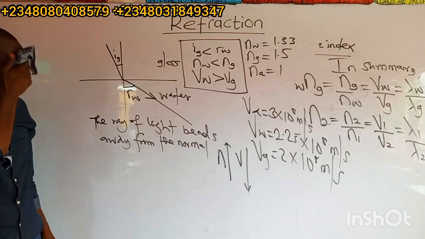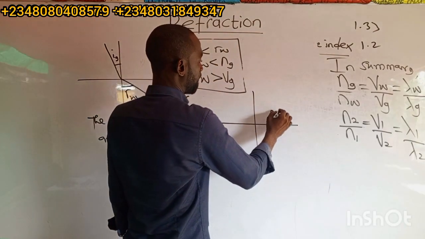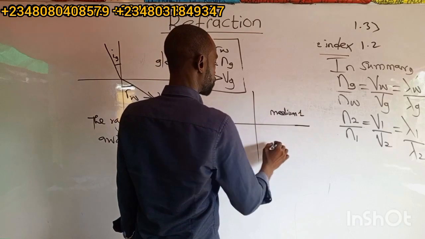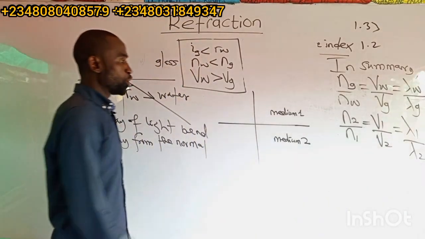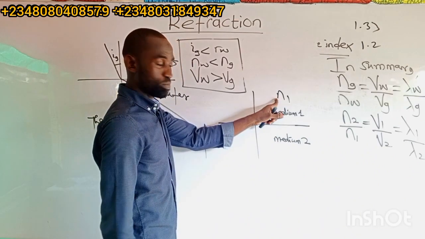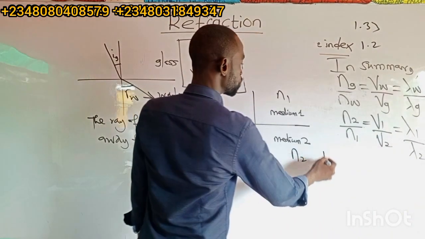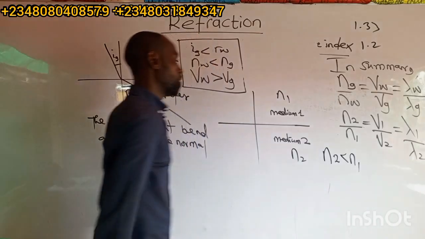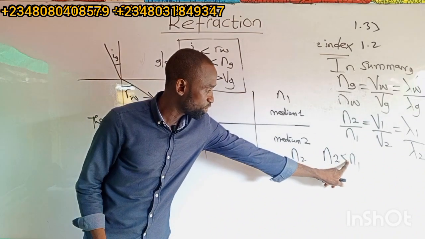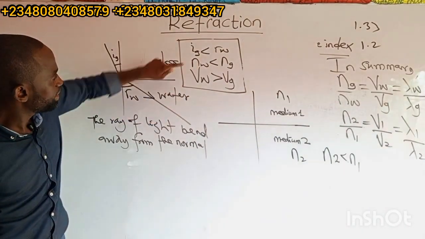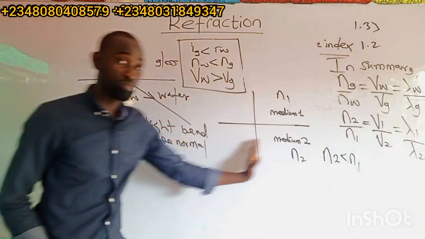Please, let me recap this. We have a ray of light traveling from medium 1 into medium 2. Now the question will be like this. We have N1 as the refractive index of the first medium, and N2 as the refractive index of the second medium. Say our N2 is less than N1. Look at what we have here: the second medium, water, has a refractive index less than that of glass, the first medium. What happens? The ray obviously will bend away from the normal.